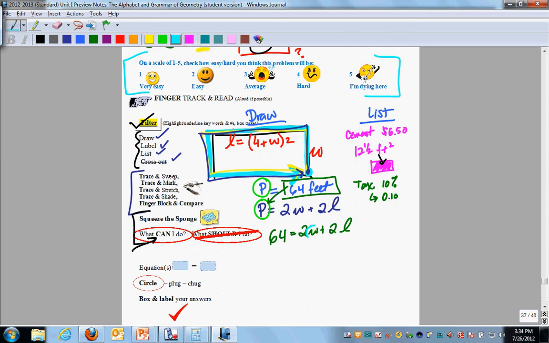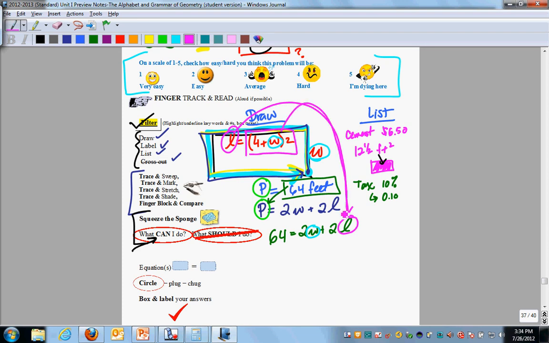Can you circle the W? Circle W. There's our W's. Now I'd like you to circle the length. Circle where else you see the length. So the length equals this expression. See, length to length? That means I'd like you to box this expression. Box it, please.